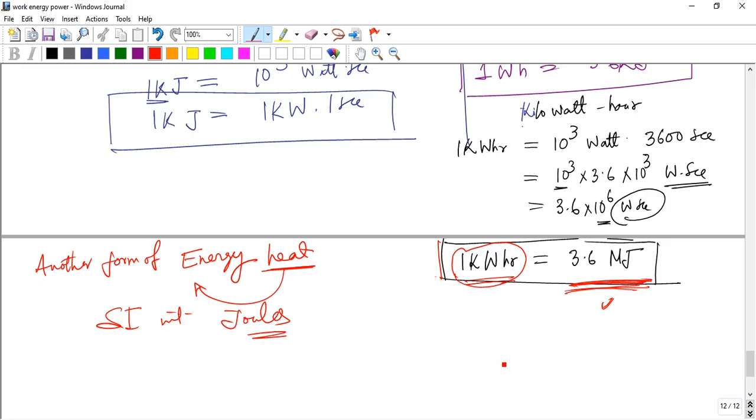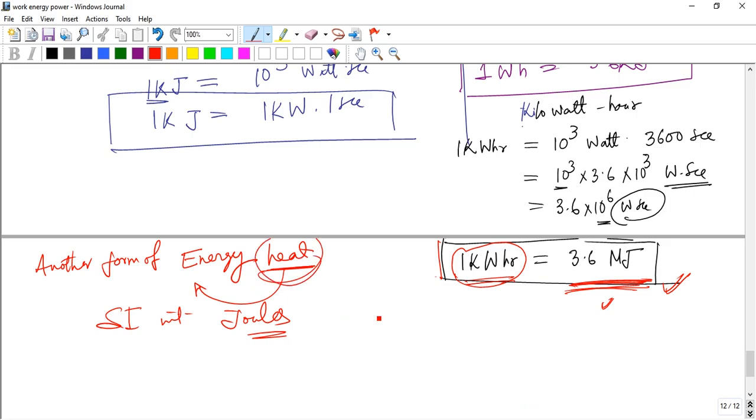In the class where we discuss electricity or household circuits, we discuss how the units are measured by the electricity company. But here it only represents energy. So heat is another form of energy.